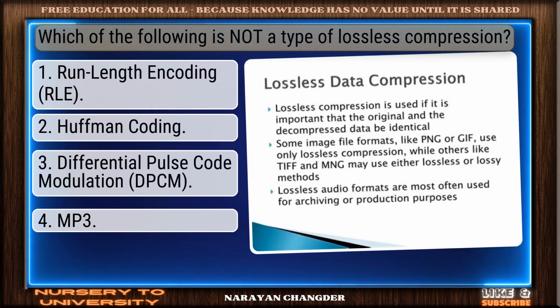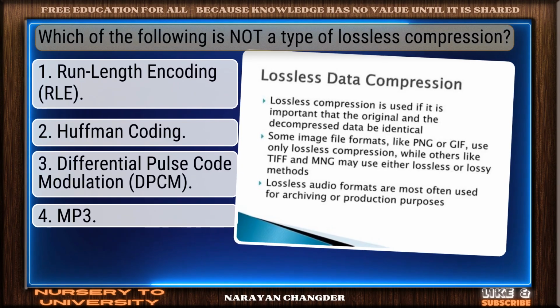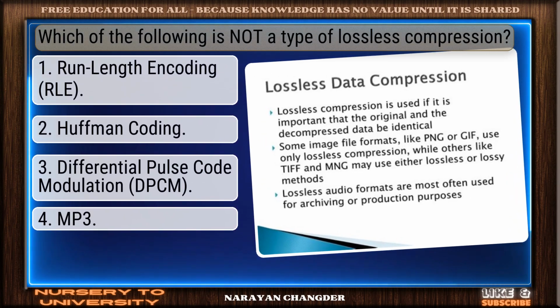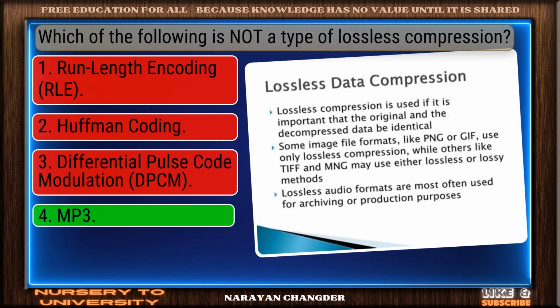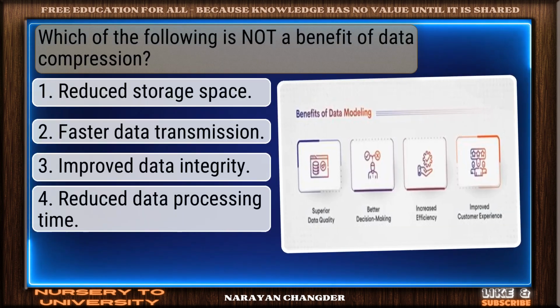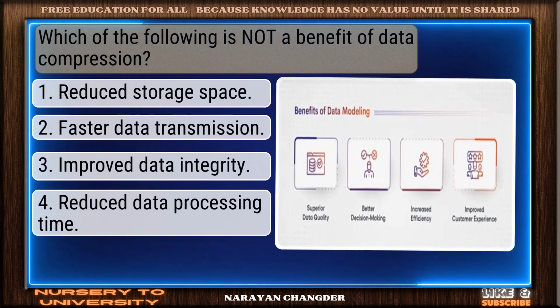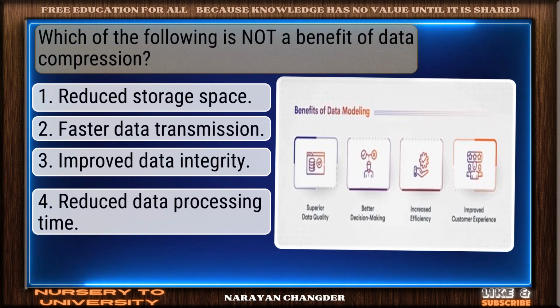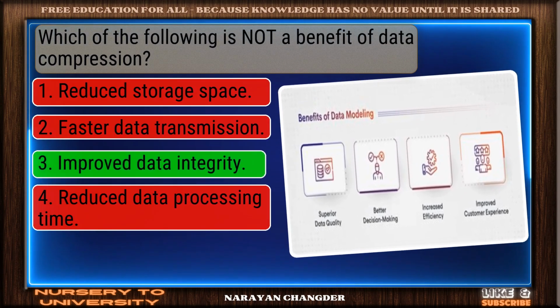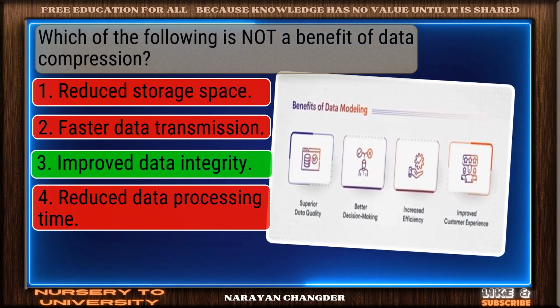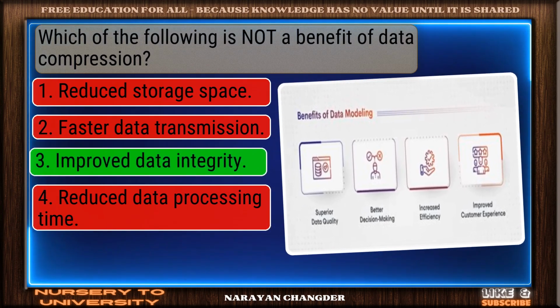Question number 51. Which of the following is not a type of lossless compression? Great job. MP3 is the accurate answer. Question number 52. Which of the following is not a benefit of data compression? Excellent. Improved data integrity is a brilliant choice.